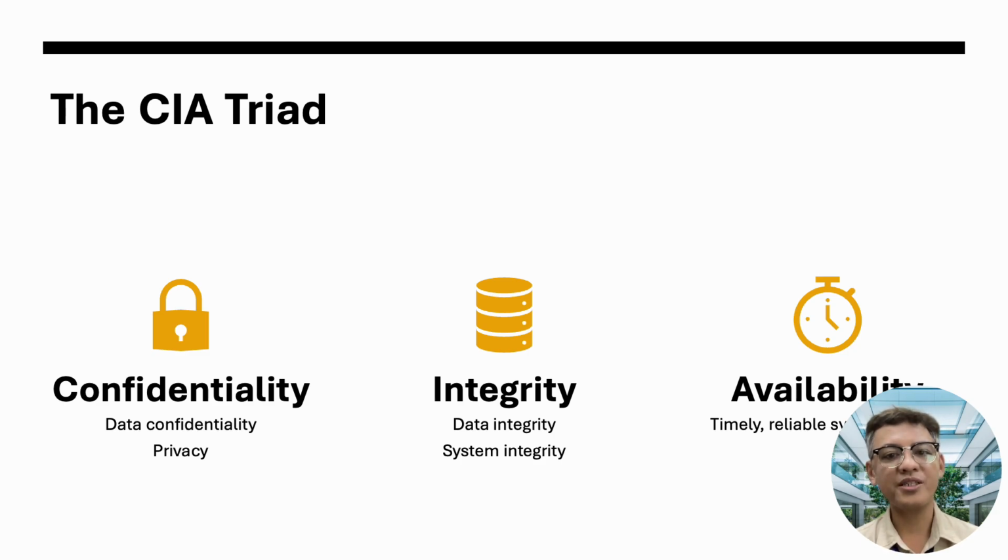Availability ensures that the system and its information are reliably accessible whenever they are needed by authorized users. Availability is vital because information or services that are not available when required can cause significant disruptions or even critical failures.